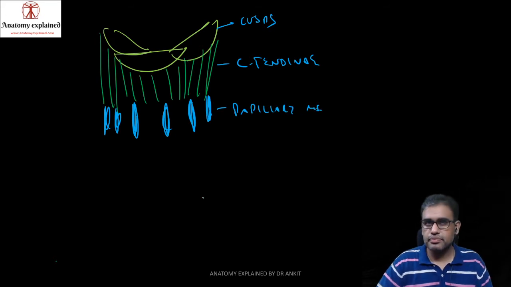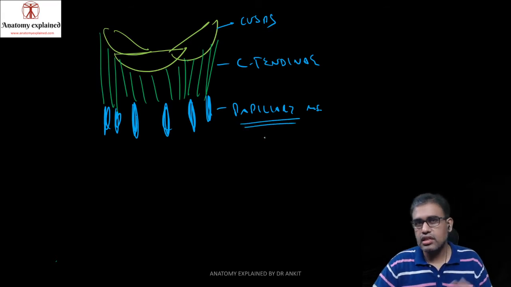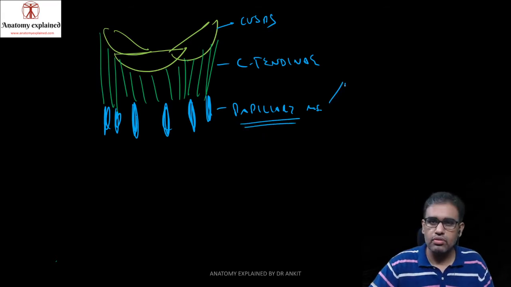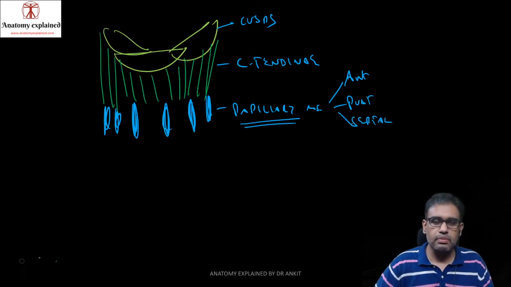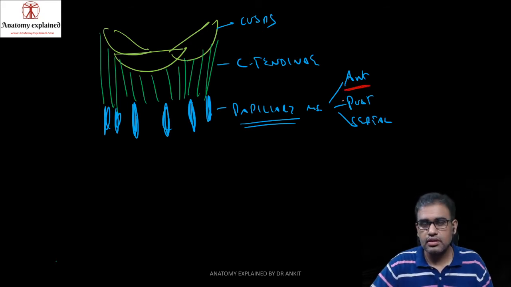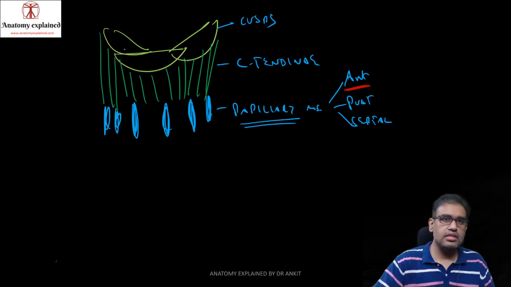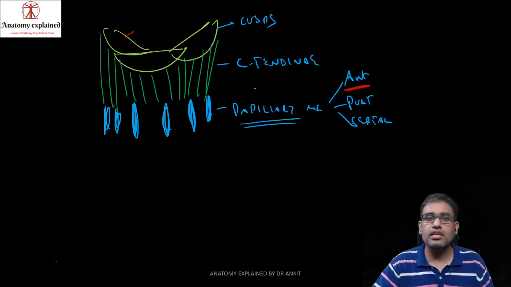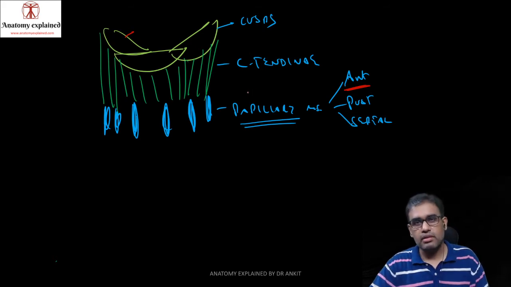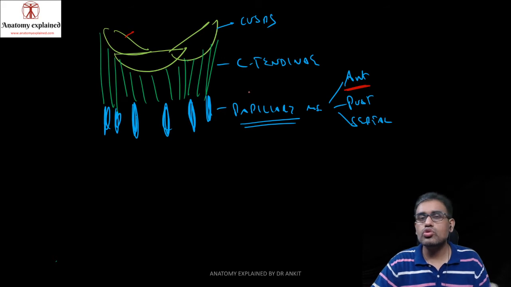Now, there are three groups of papillary muscles: anterior, posterior, and septal. Each of these papillary muscles is attached to more than one cusp by the chordae tendineae. It is not that there are three cusps, so one papillary muscle is allotted to only one. No, each group of papillary muscle is connected to at least two of the cusps via the chordae tendineae.